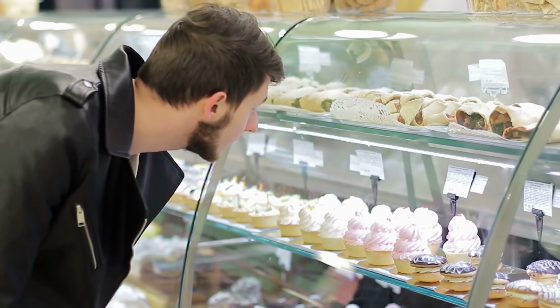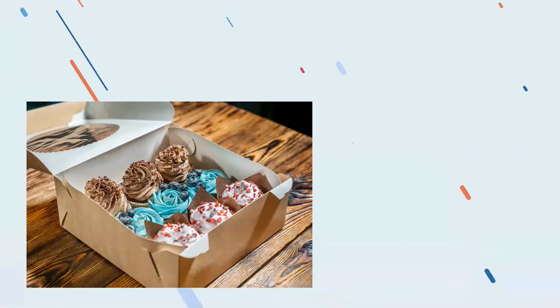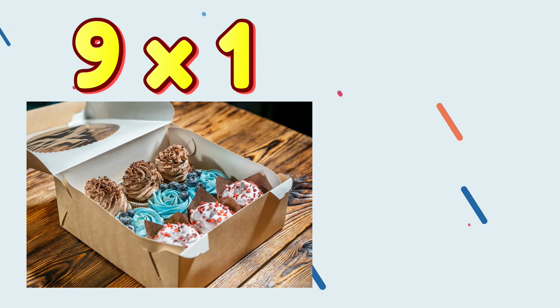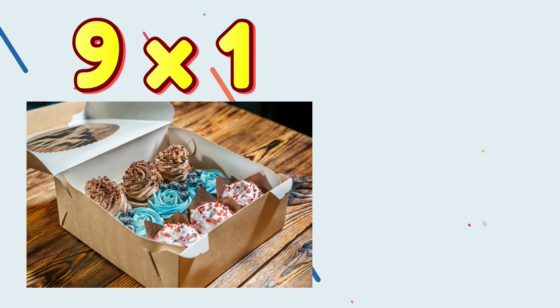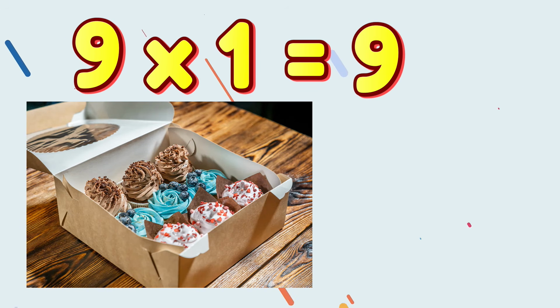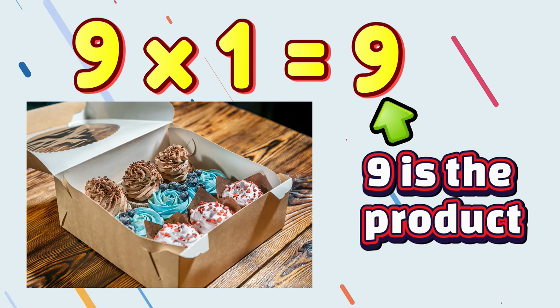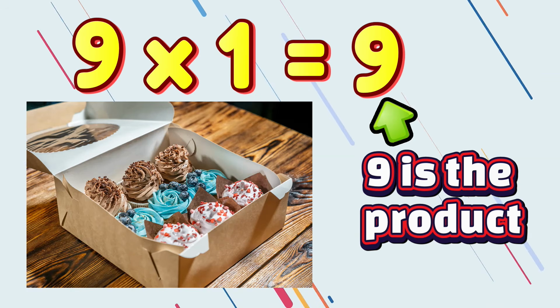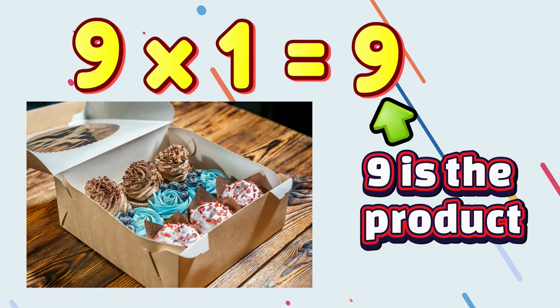Now, another day, let's say they have a special box with 9 cupcakes. Clancy decides to buy just 1 box. 9 times 1. 9 cupcakes, 1 time. He's getting 1 box. How many cupcakes is he buying on this day? 9. 9 times 1 equals 9. 9 is the product. Clancy is getting 9 cupcakes this time because he's getting 1 9-cupcake box.